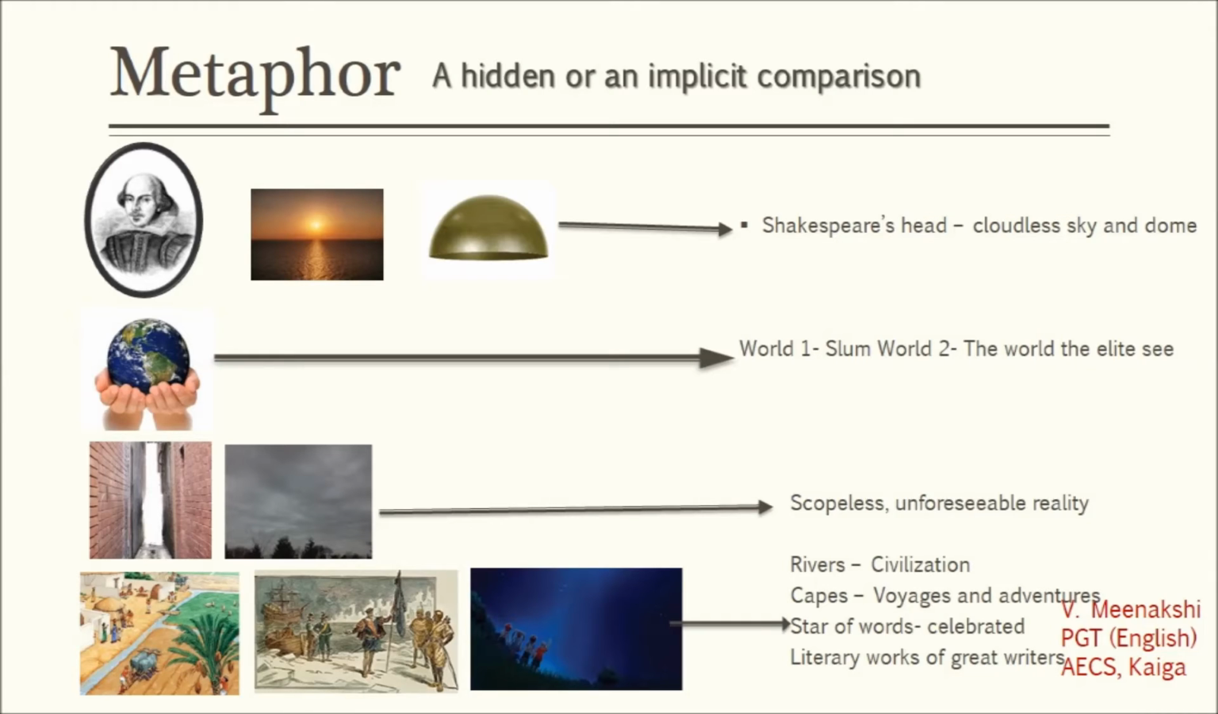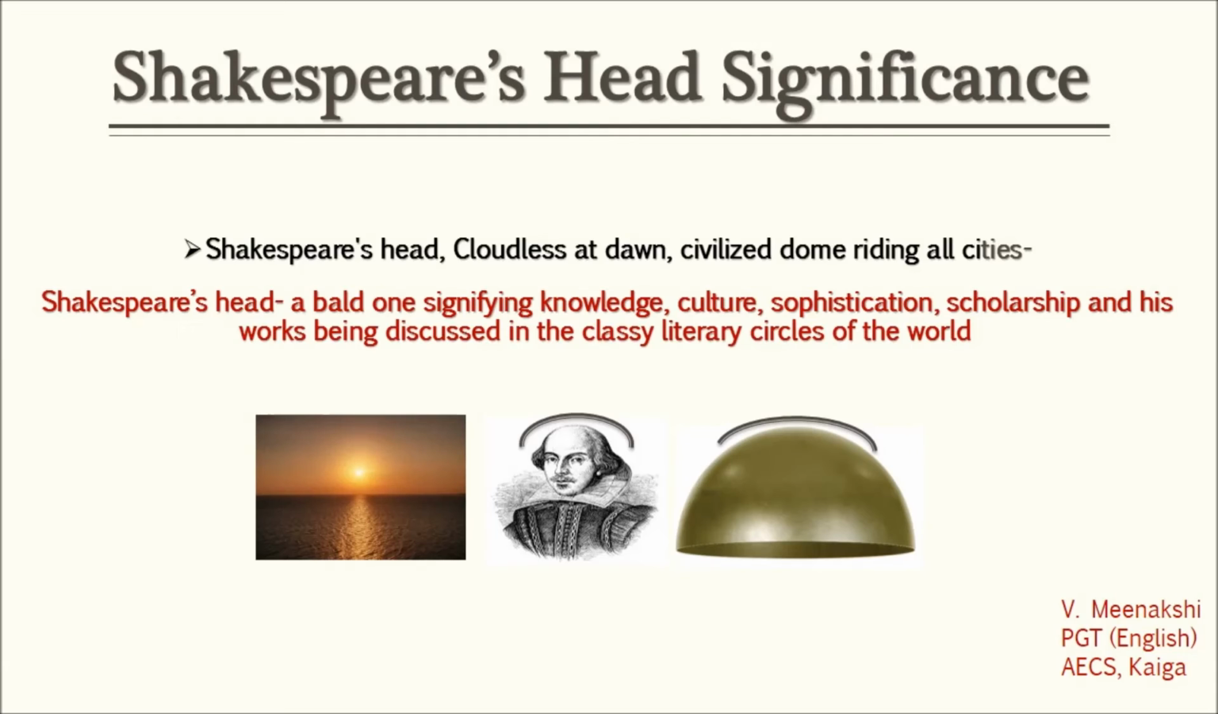The next poetic device in discussion is metaphor. Metaphor, as you all know, is an implicit comparison. Let's take the words cloudless dawn. As I told you already, it's an implicit comparison to the smooth, hairless head of Shakespeare. Civilized dome too is a metaphor which refers to his genius head that had portrayed the whole world of ideas in his plays. Shakespeare's genius is discussed widely in the elite circles of the world, which is what is being referred to as cloudless dawn, civilized dome, ruling all cities.